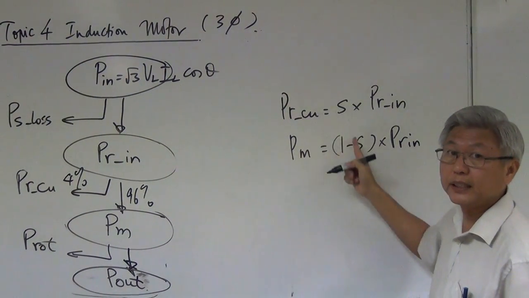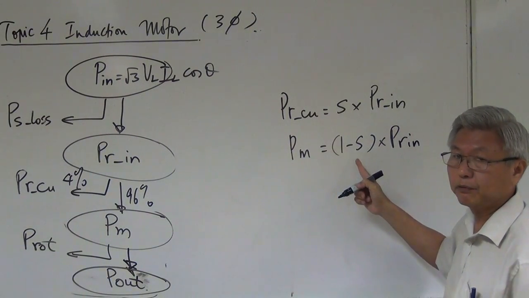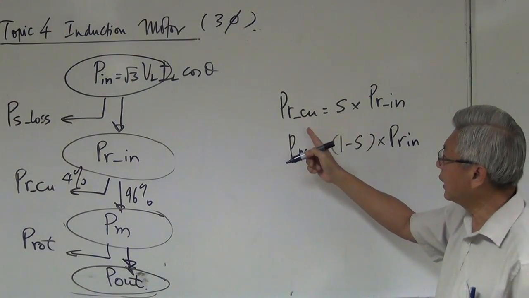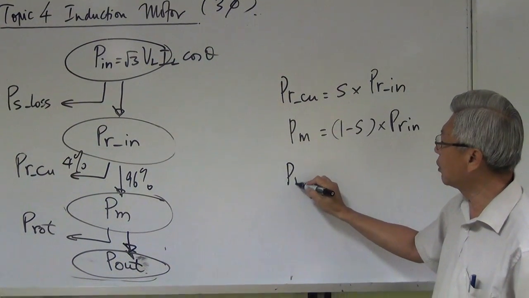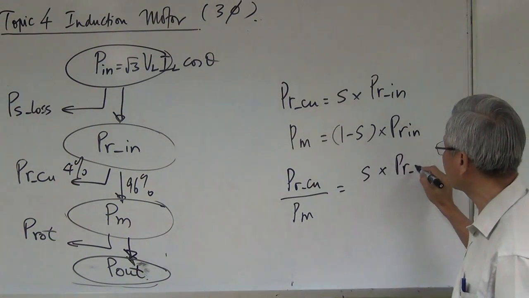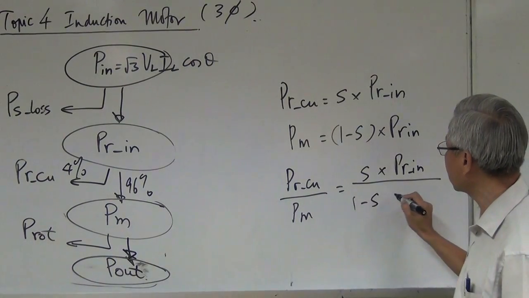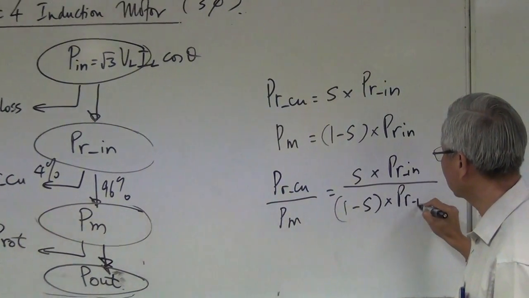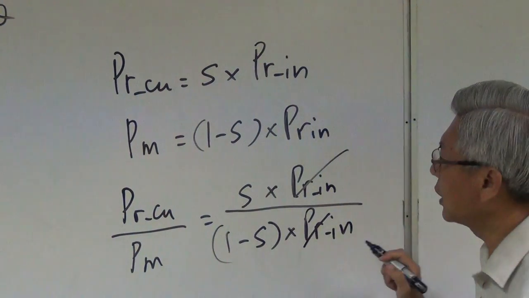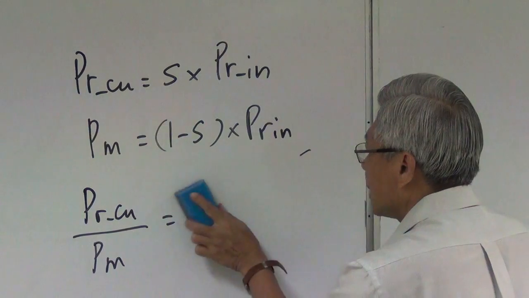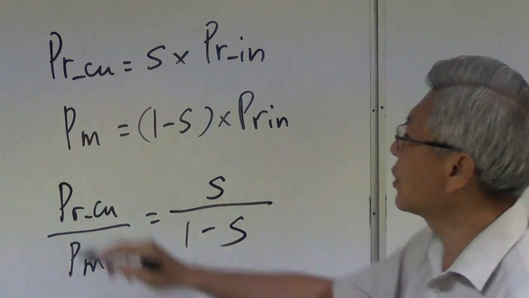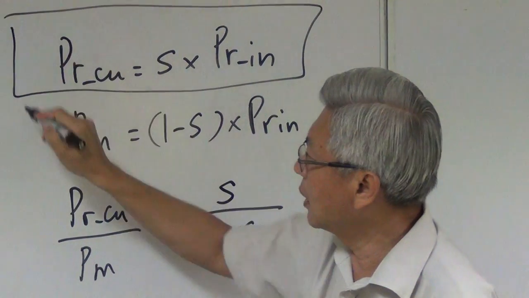Now, these formulas are provided in the exam. And for induction motor, in fact, I think these will be the only two formulas given. Now, if you use this formula, this divided by this, P rotor copper divided by gross mechanical power, so you have S times rotor input divided by (1 minus S) times rotor input. This equation divided by that equation, you cancel this one off, so the equation becomes rotor copper loss divided by gross mechanical power equal to S over (1 minus S). So these are the three formulas in the power flow diagram.